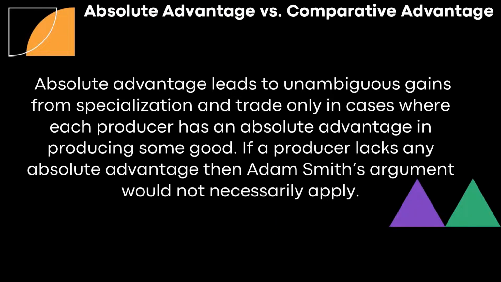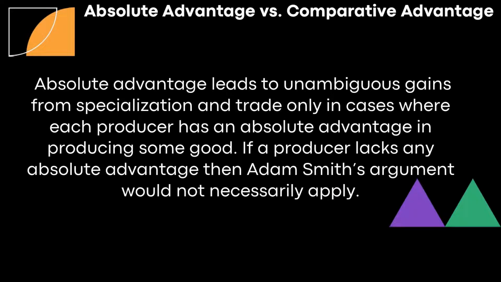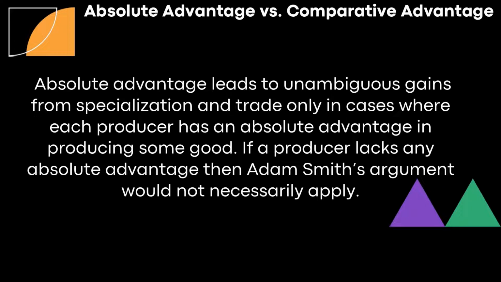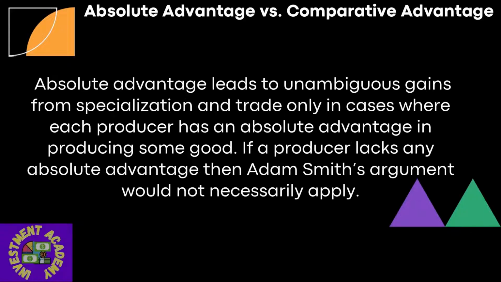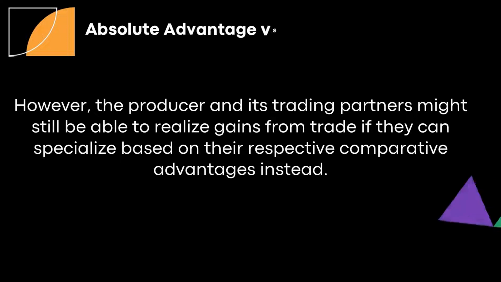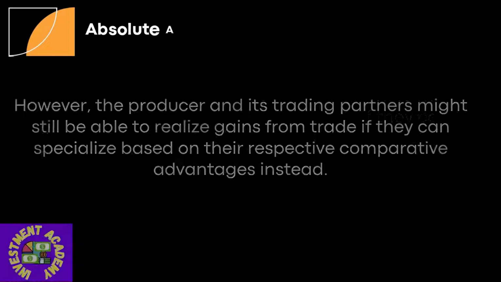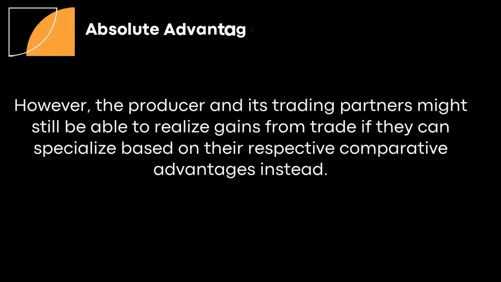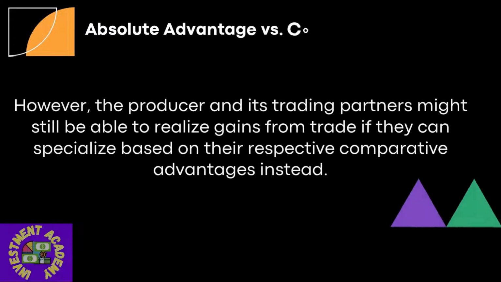Absolute advantage leads to unambiguous gains from specialization in trade only in cases where each producer has an absolute advantage in producing some good. If a producer lacks any absolute advantage, then Adam Smith's argument would not necessarily apply. However, the producer and its trading partners might still be able to realize gains from trade if they can specialize based on their respective comparative advantages instead.